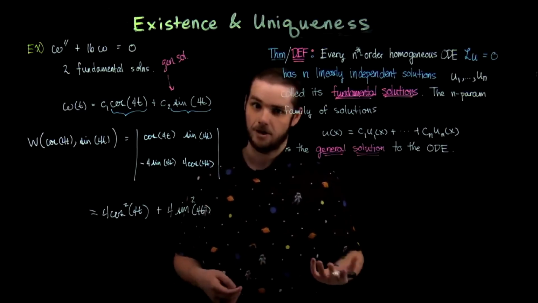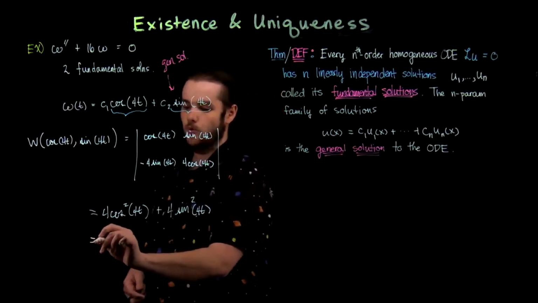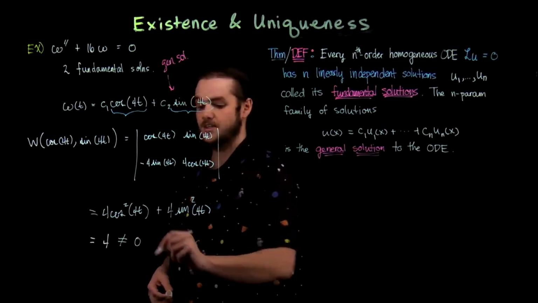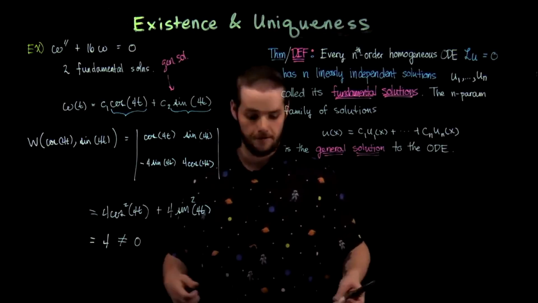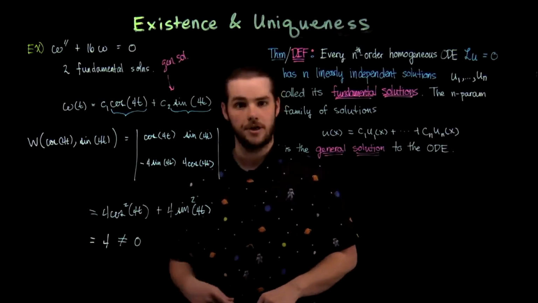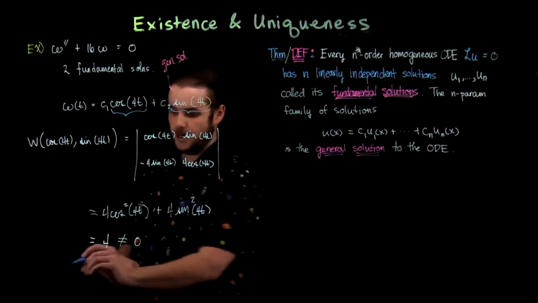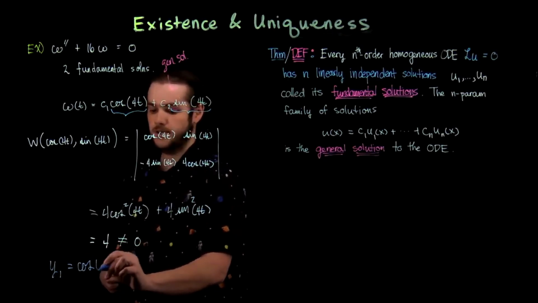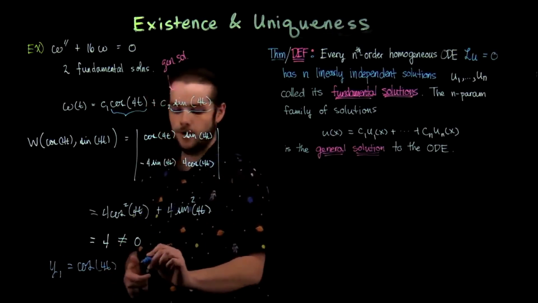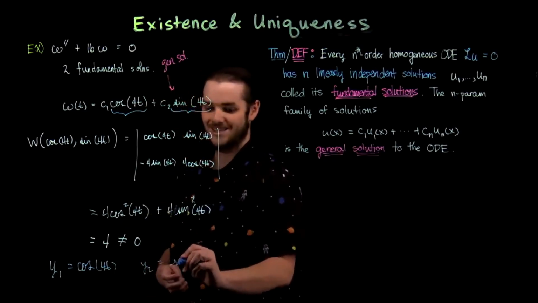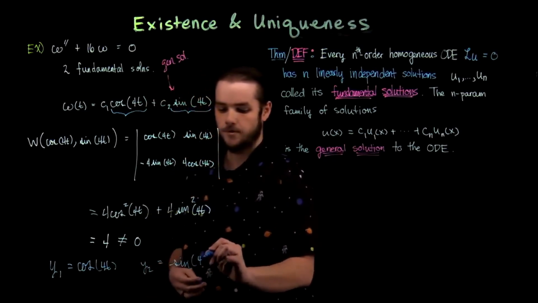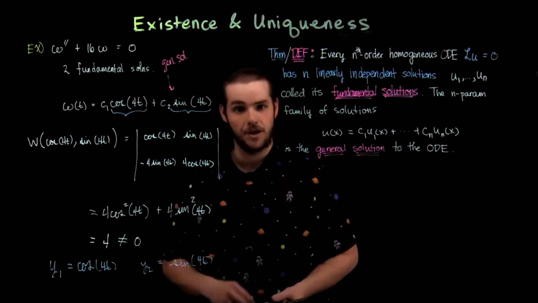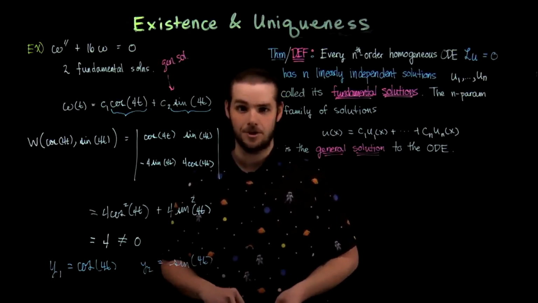Factoring out the 4, I have cosine squared plus sine squared of anything is 1, so 4. And that is surely non-zero. It doesn't matter what interval I'm looking at. So great, these are linearly independent. They are the fundamental solutions. So y1, being cosine of 4t, is a solution, and y2, being sine of 4t, is also a solution. And it would be a good exercise to verify that those are solutions.